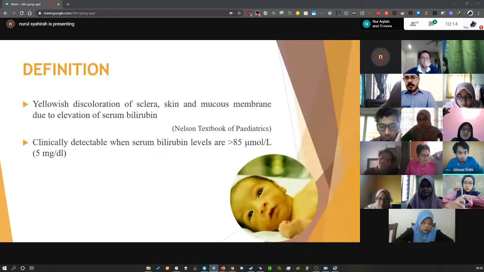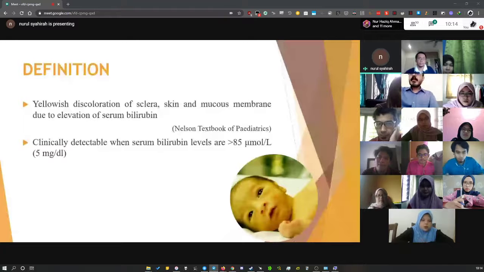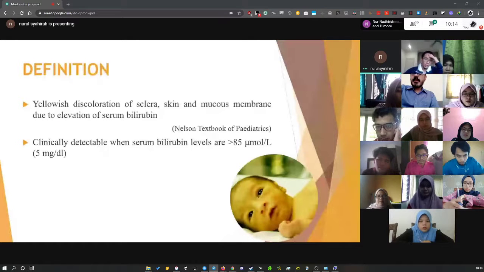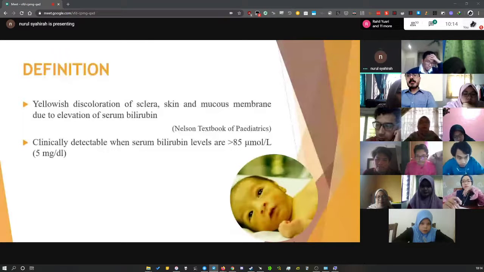Okay, so jaundice is clinically detectable at 85 micromole per liter, or equal to 5 milligram per deciliter. Next, the bilirubin metabolism.